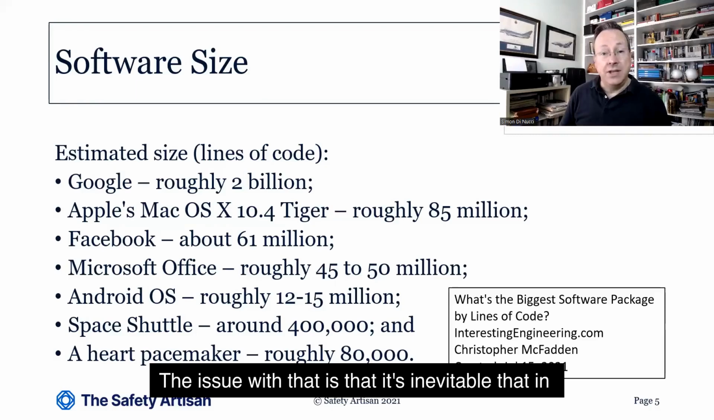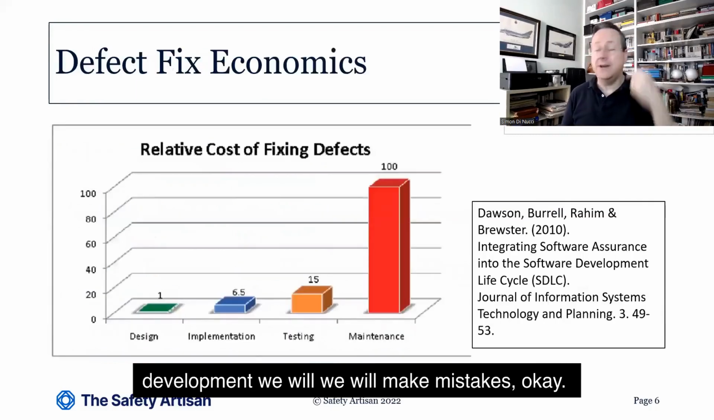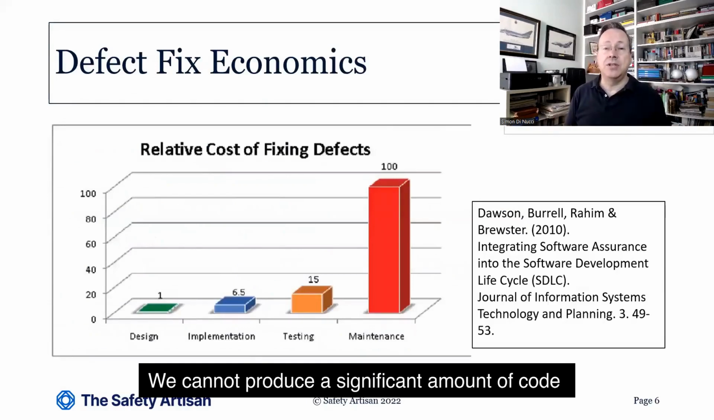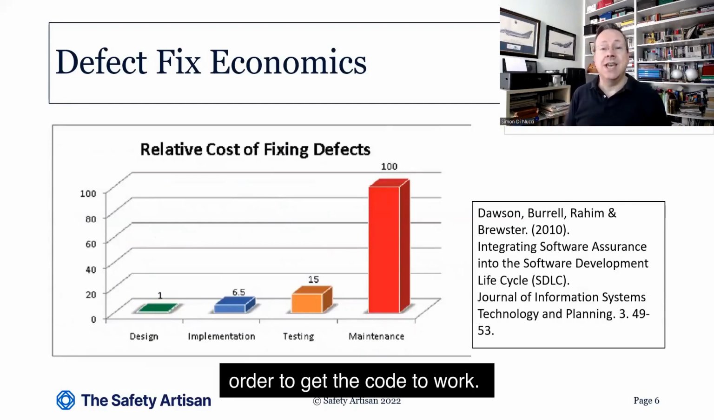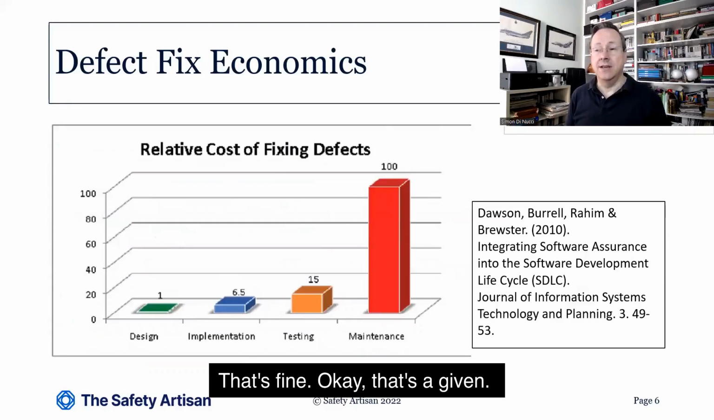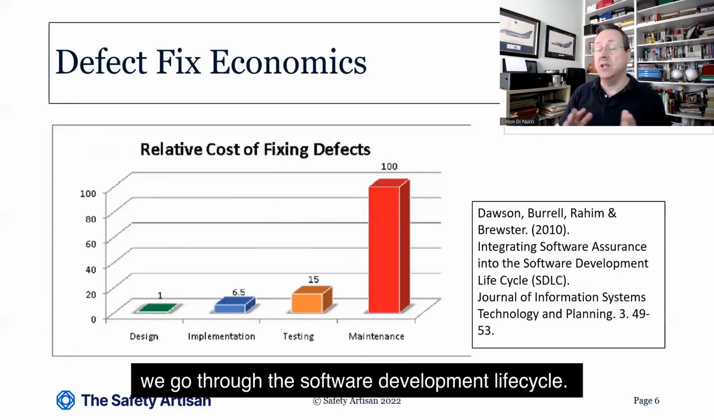Now, the issue with that is that it's inevitable that in development we will make mistakes, okay? We cannot produce a significant amount of code without making errors that need to be corrected in order to get the code to work. That's fine, okay, that's a given. But the cost of fixing defects goes up dramatically as we go through the software development lifecycle.